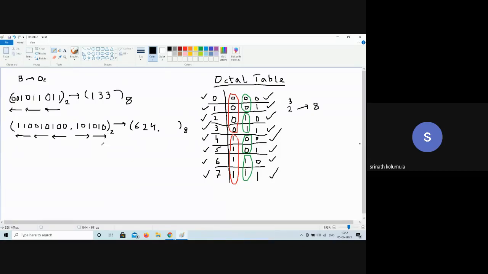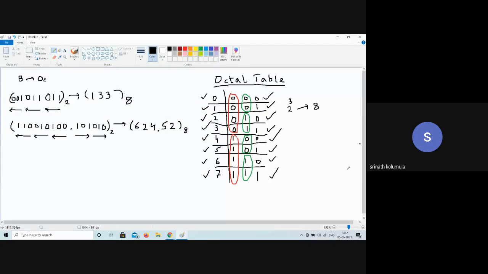1 0 1 is 5. Now 0 1 0 is 2. So this is the equivalent octal value for this binary number which is having decimals. People got it? You take a screenshot of this. You'll understand it very clearly. Everything is there in this diagram.